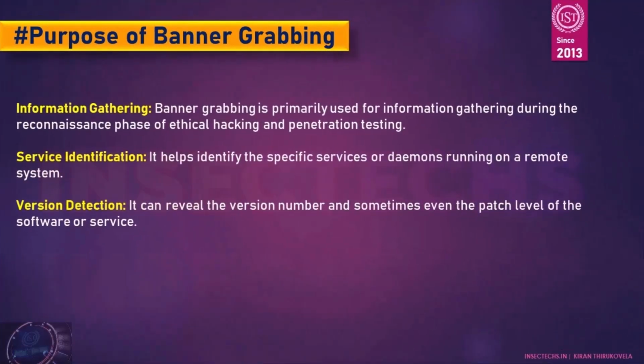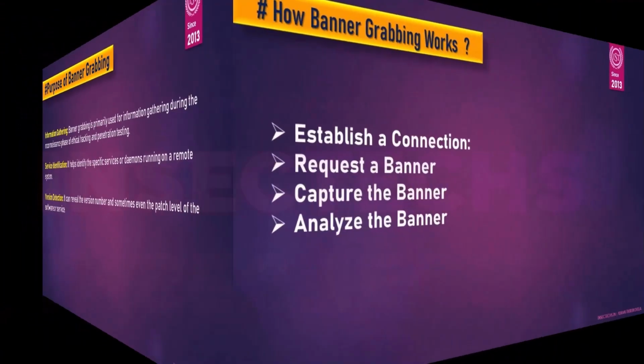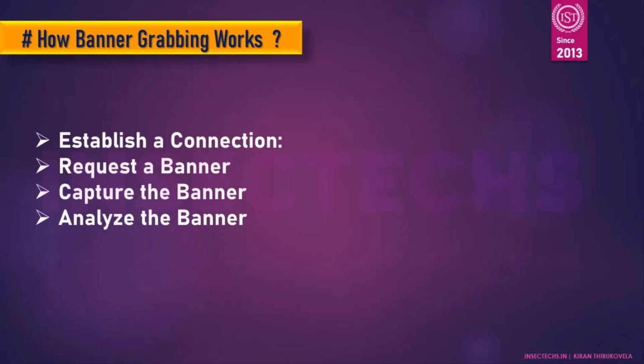In this slide you can see the purpose of banner grabbing. We have already discussed information gathering, service identification, and version detection. And how banner grabbing works: establish a connection with a target computer and request banner information. Then you can capture the banner information for further analysis, which we will see in the practical classes. There are two types of methods to grab banners: manual methods and using tools. We will be covering both the manual method and tools in this class.